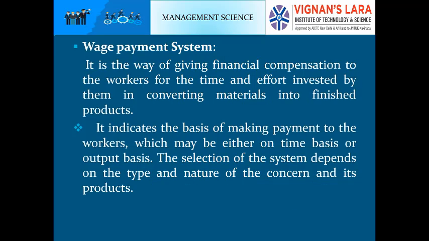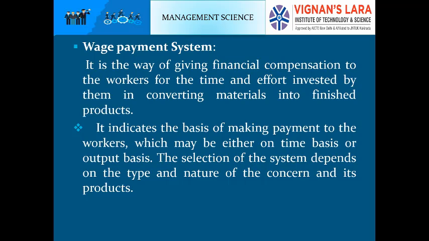System means it is a continuous process consisting of a certain structure. How to determine the wage, how to maintain the wage, what methods are used for wage determination, and how to control the wage. That means the wage system is to be controlled with the help of the wage payment system. This is very much important.